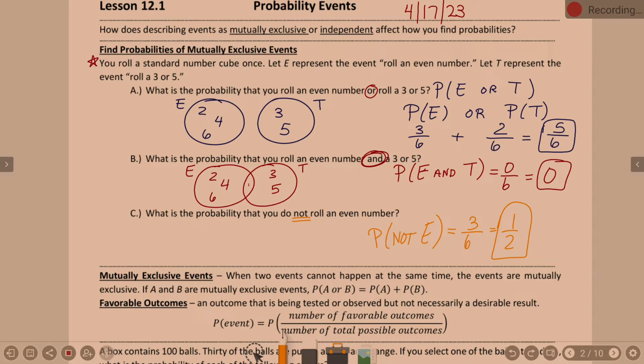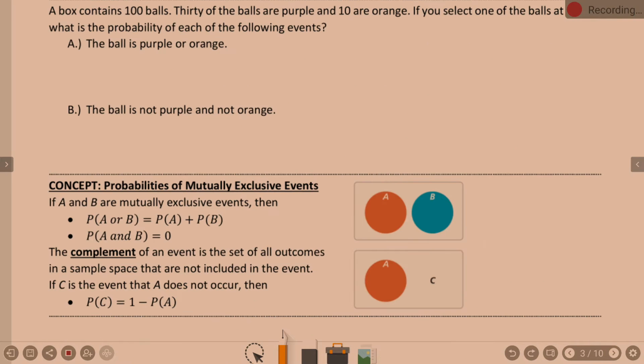Let's try the next example. A box contains 100 balls. 30 of the balls are purple and 10 are orange. If you select one of the balls at random, what is the probability of each of the following events? So the first one asks the probability that the ball is purple or orange. 40%? Can we go for that answer?